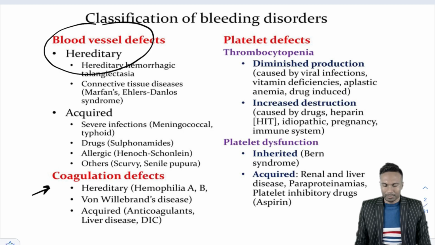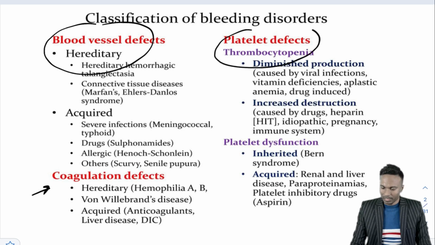Then again, there can be bleeding due to coagulation defects. Sometimes there may be deficiency of clotting factors and sometimes there may be clotting factor inhibitors which can lead to bleeding. Again, you have platelet defects.